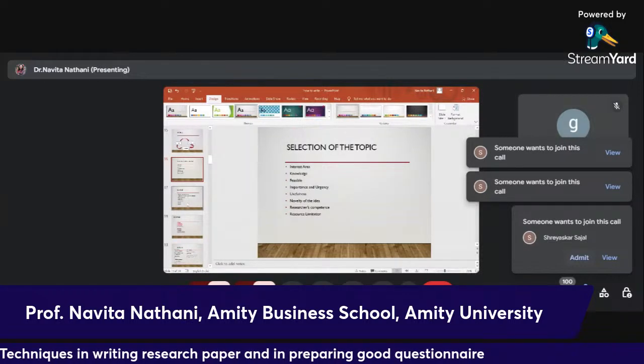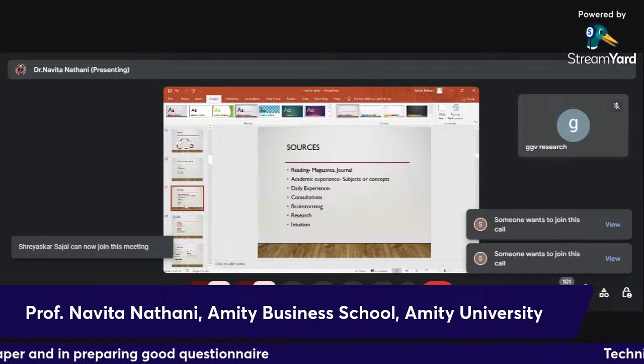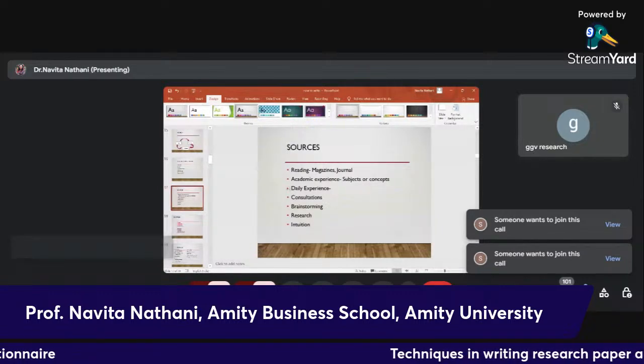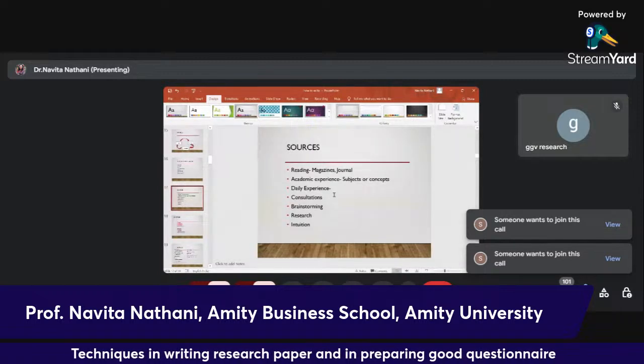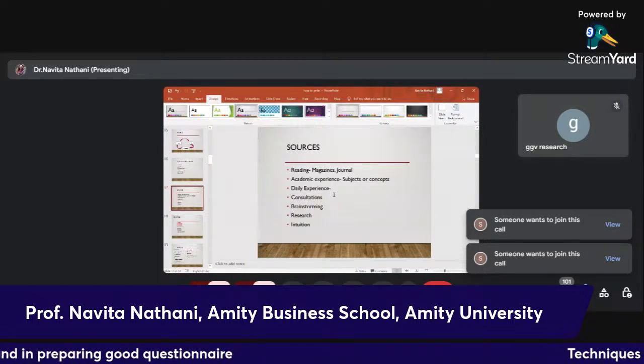So these are the sources of topics. Whenever you're selecting any topic, you can take the help of these sources, like consultations, daily experience, brainstorming, research, intuitions, academic experiences, and reading magazines or journals.